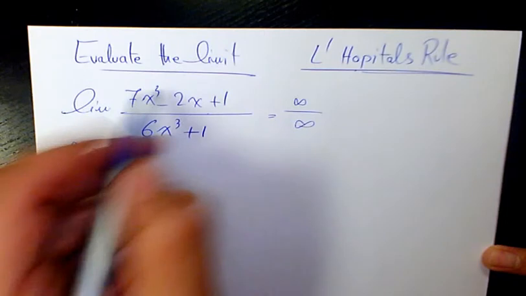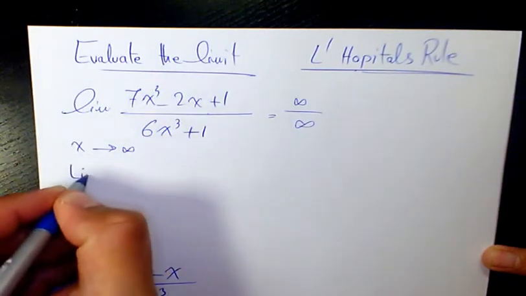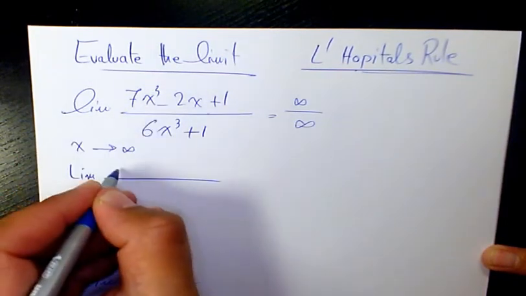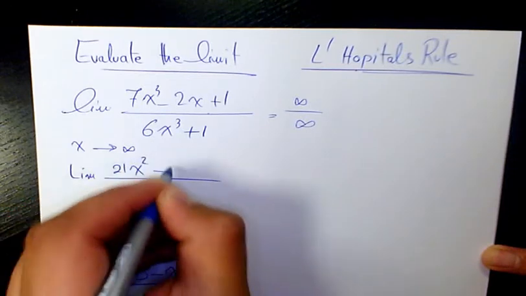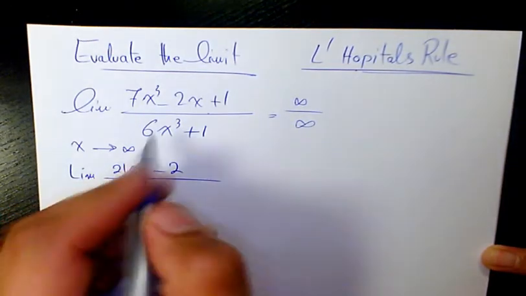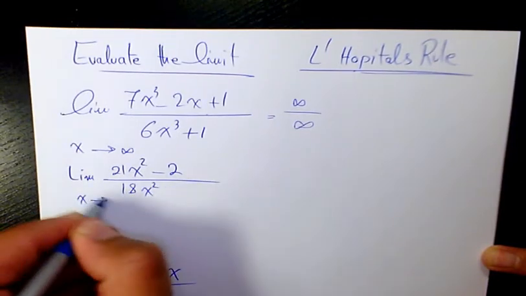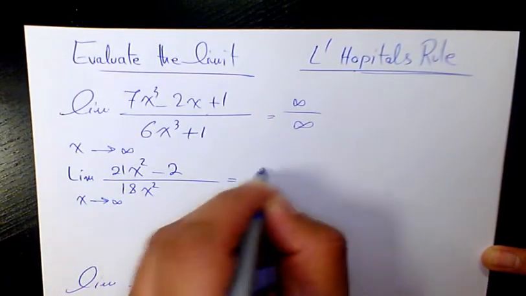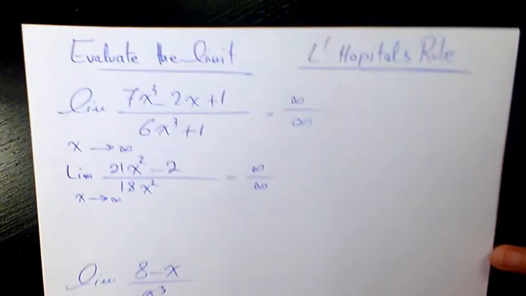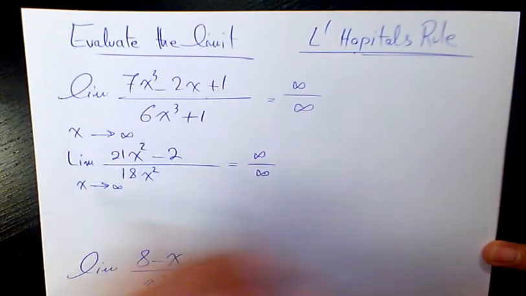So when you find out the derivative, it is going to be limit of derivative of numerator, which is going to be 21x squared minus 2 plus 0, over derivative of denominator, which is 18x squared, when x is approaching infinity. That again is going to be infinity over infinity. Then we need to do another L'Hopital's rule.